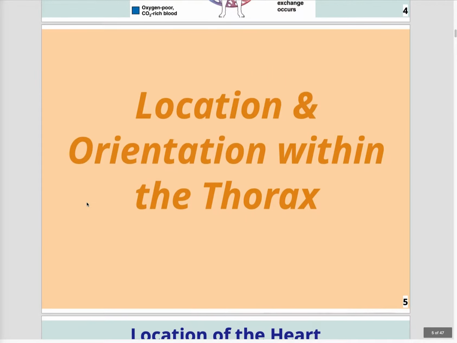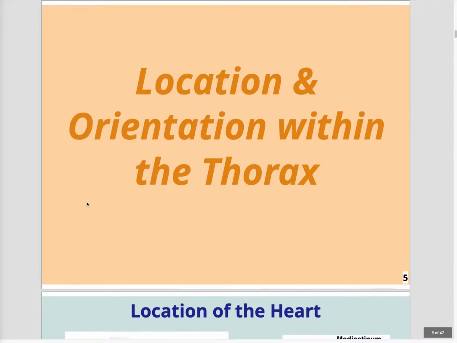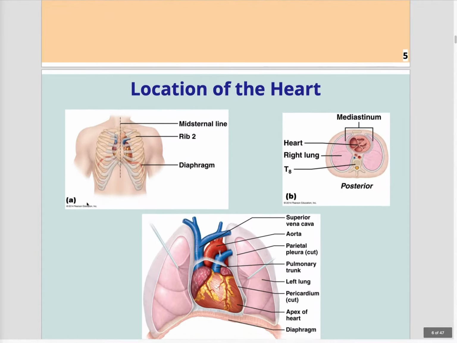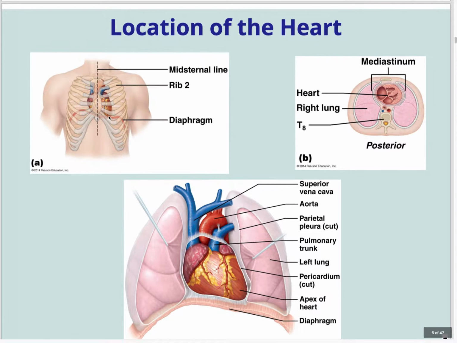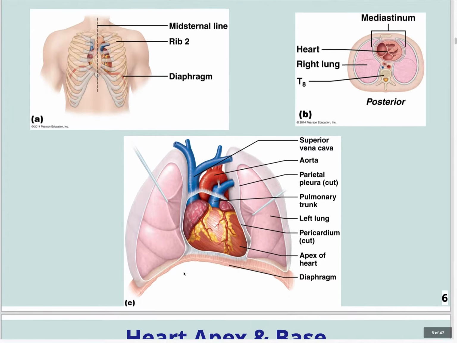Let's take a look at the location and orientation of your heart inside the thoracic cavity. Your heart is located inside the mediastinum. Recall that the mediastinum is the space between your two lungs. That specific space that contains the heart is known as the pericardial cavity, also known as pericardial space. As you can see here, the heart sits on top of the diaphragm.